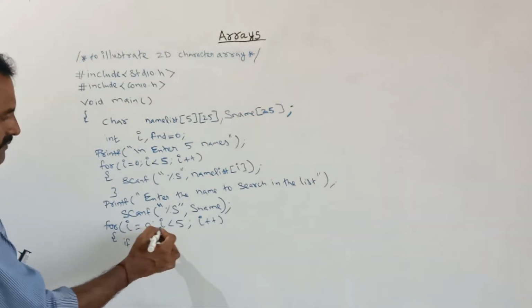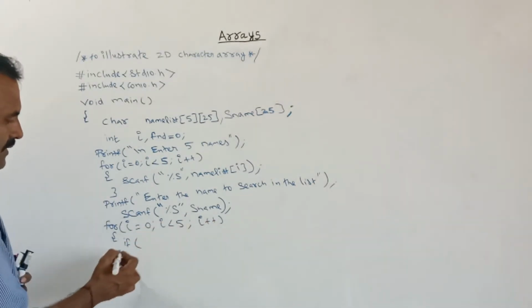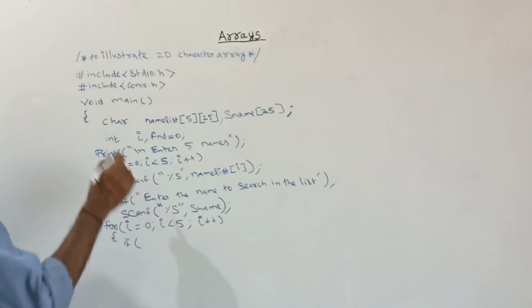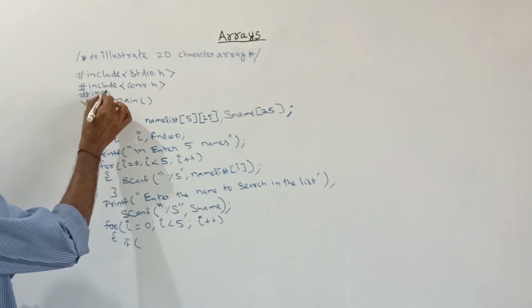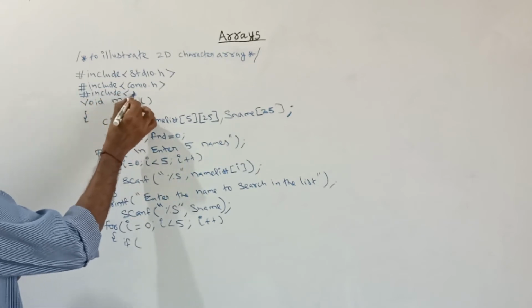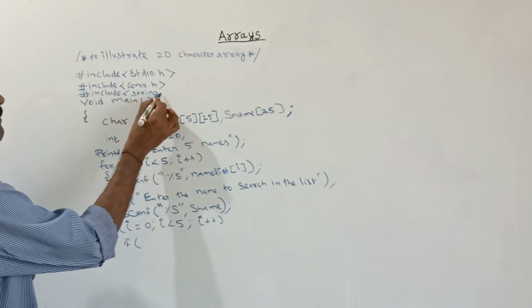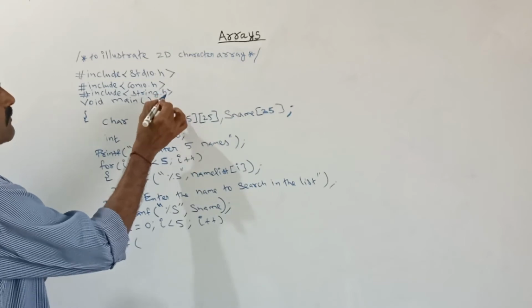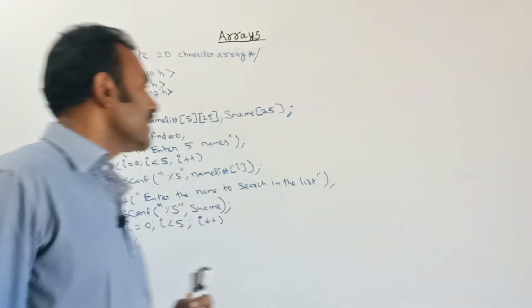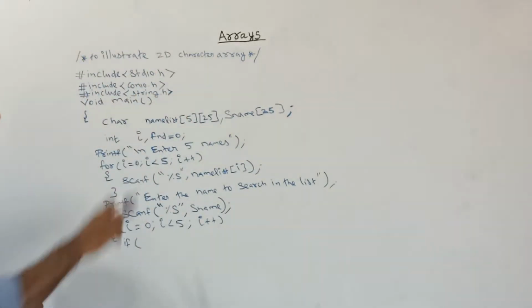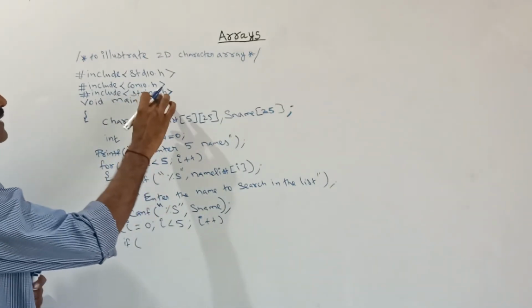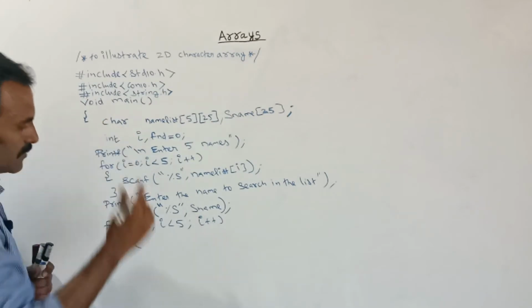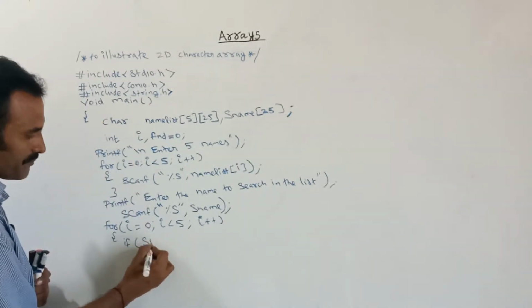See, next: for I is equal to 0, I is less than 5, I increment. Here I am using the string compare function. So here I should mention the header file string.h, because the string compare function is in the string header file. So I am declaring the string.h header file at the top.